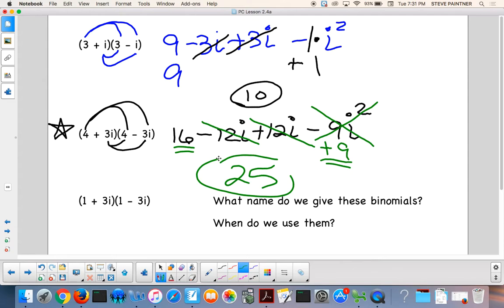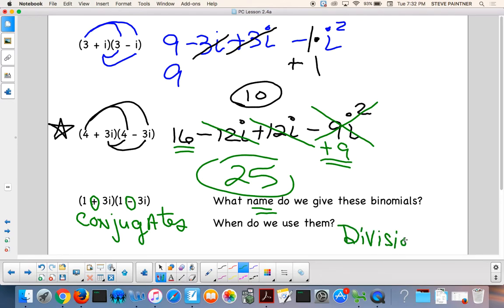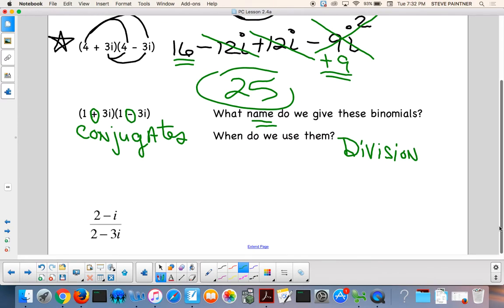Okay, what name do we give these binomials that we just worked with? Well, if you remember from last year, these were called conjugates. Conjugates. When you have 1 plus 3i times 1 minus 3i. When the second terms are opposite, when you're multiplying two binomials, we call them conjugates. When do we use them? Whenever you see division, that's when you use them. Okay? And that's where we're going next.